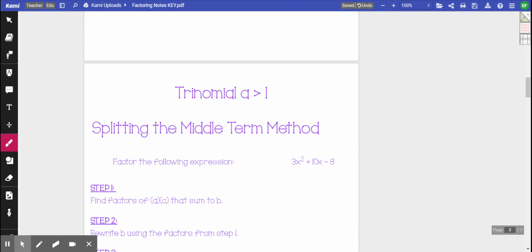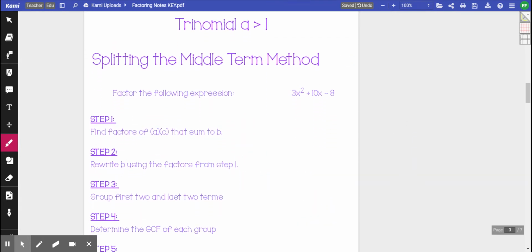The next factoring technique we're going to go over is a trinomial with a greater than 1. So recall that a is the first term. So in this expression here, 3 is your a value. Since 3 is greater than 1, we can use the splitting the middle term technique. There are 2 techniques that I'll go over in this video for factoring trinomials with a greater than 1. First one will be splitting the middle term.